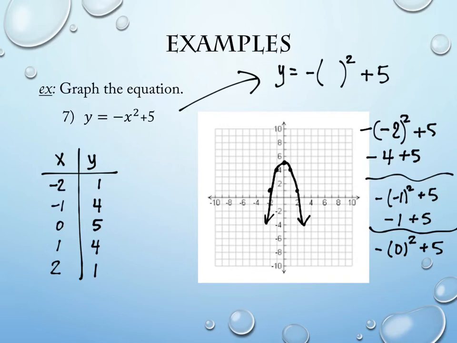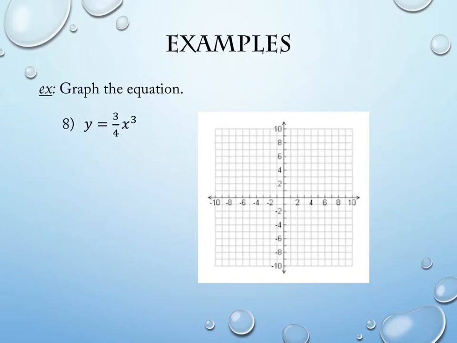Okay, this one's a little different. This one is a cubic one, right? I've got cubed. It's kind of messy because the values are kind of messy to pick. I'm still going to pick the same -2, -1, 0, 1, and 2. You might be asking, do I have to pick those values? And the answer is no. If you wanted to pick something different, you certainly could.